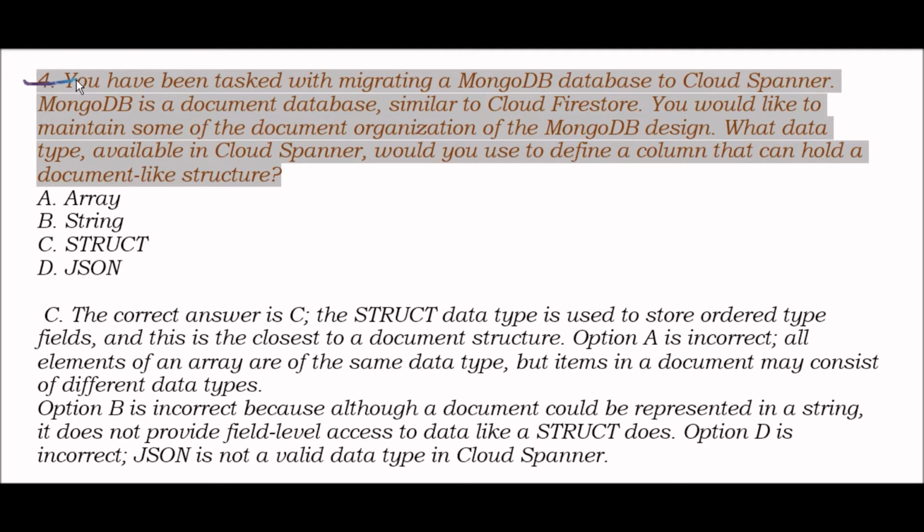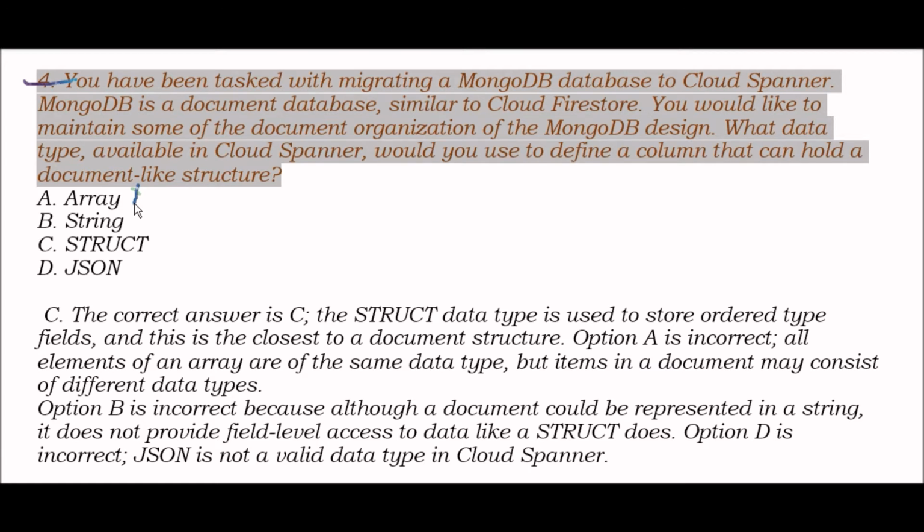So my dear, in array data structure, our elements are same data types. Okay, maybe integers, maybe characters. But items in a document may consist of different data types. That's why option A, array is discarded. Okay, now option B is string. So my dear, option B is incorrect because although a document could be represented in a string, it doesn't provide field label access to data like a struct does.